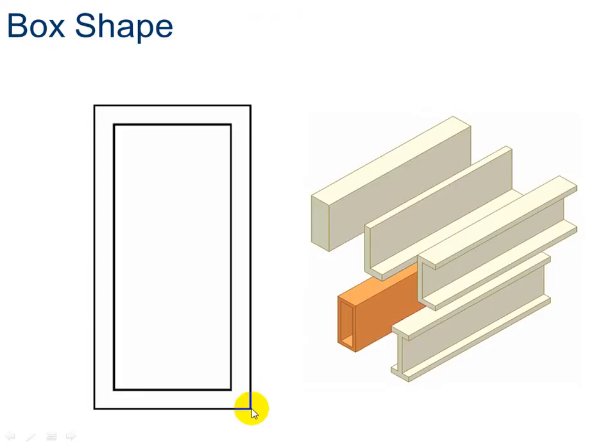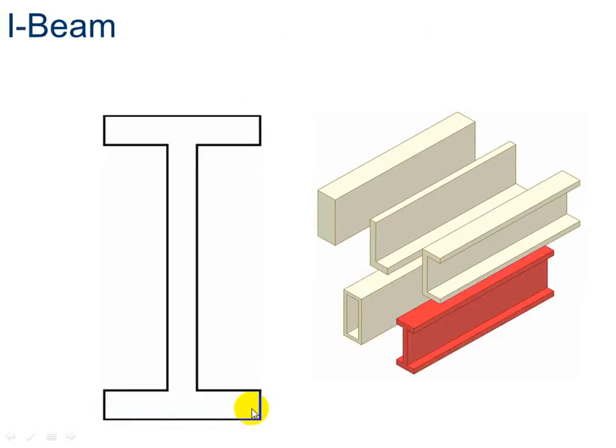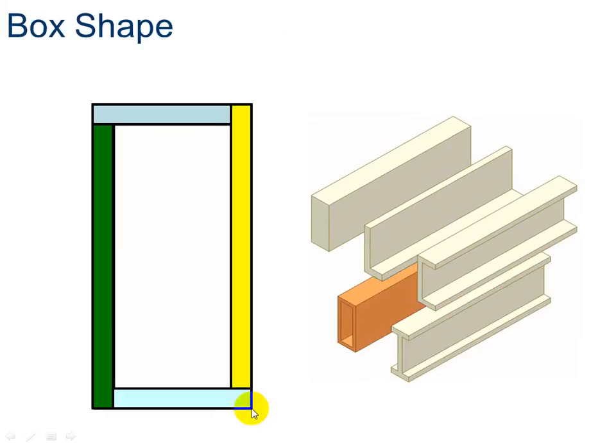The box shape can be divided into 4 rectangles. Here's an example. Or you can also divide it this way, or this way, or not that way. That was it. 3rd one.